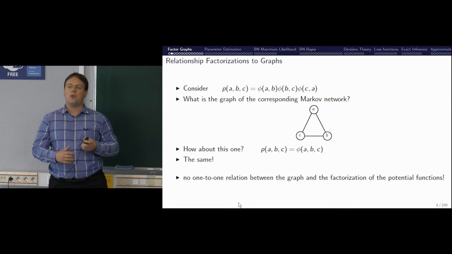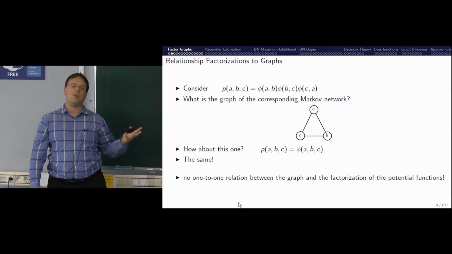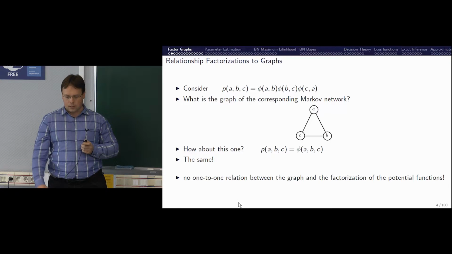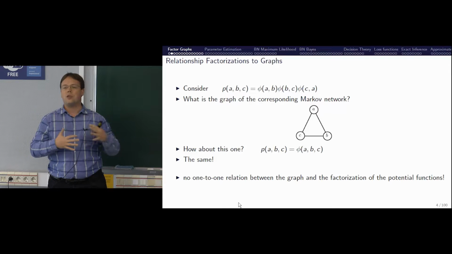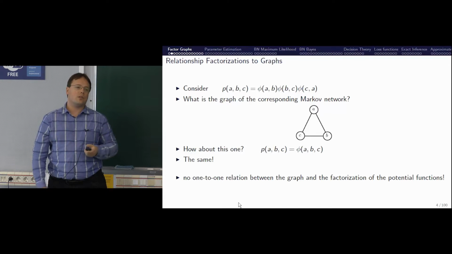Even though from a practical side it makes a difference if you have one function with 3 arguments or 3 functions with 2 arguments, the graph doesn't tell you this difference. So there's no one-to-one relation between the graph and the stuff that we would actually implement, which is functions and how we multiply them.